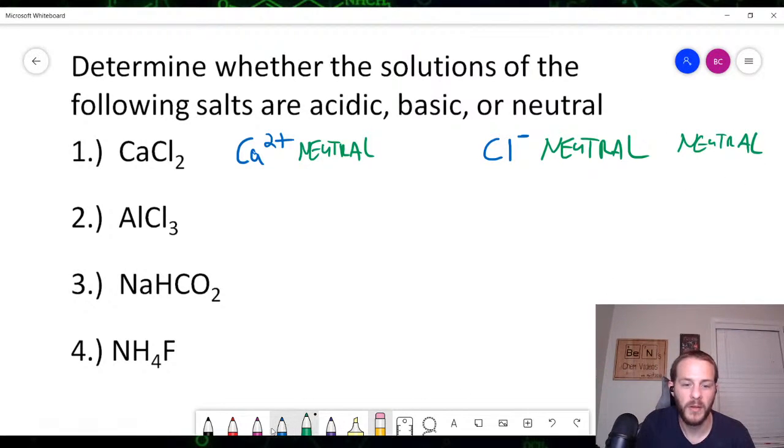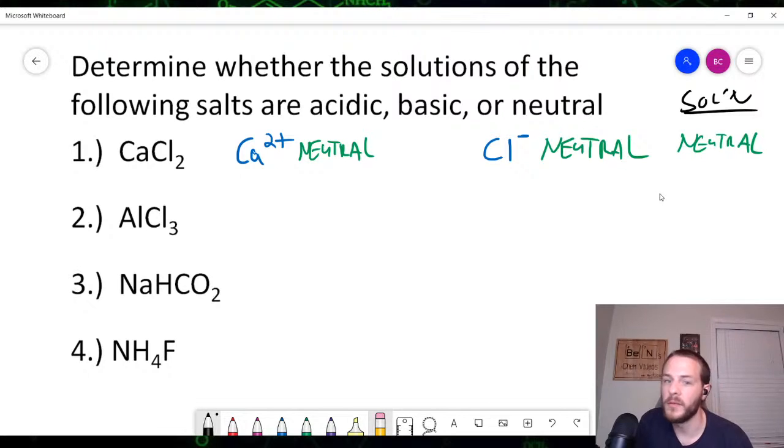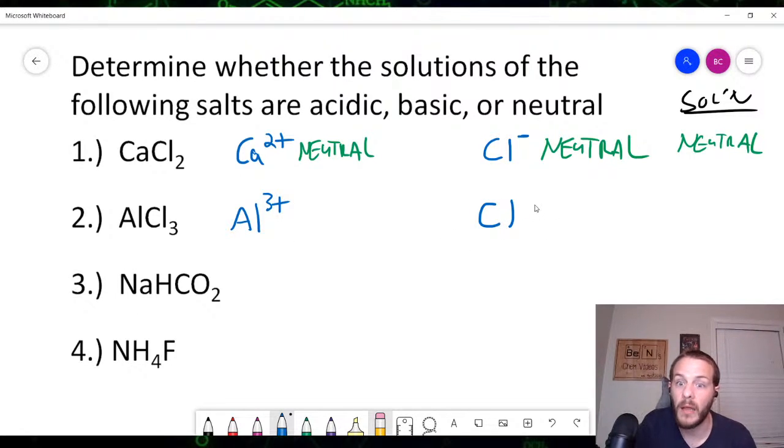Okay, so I'll just create a solution column over here. So we have cation, anion, and then solution, right? So this next one, AlCl3, right? Well, in this case, our cation is Al3+, and our anion is Cl-.